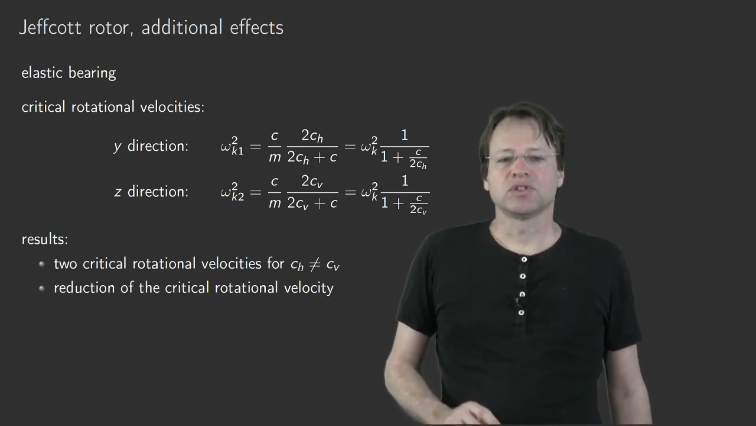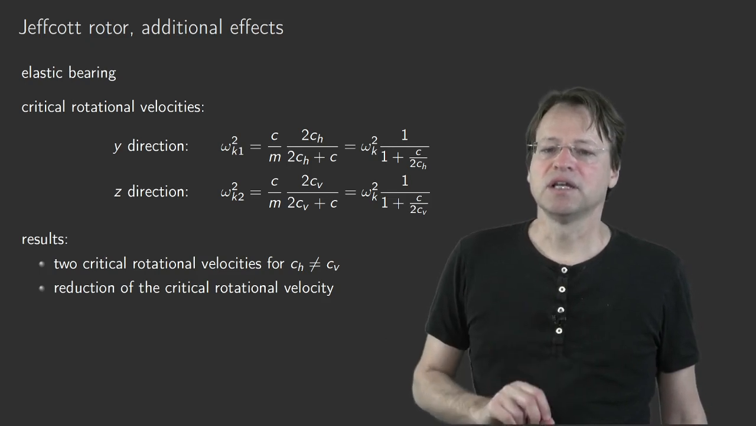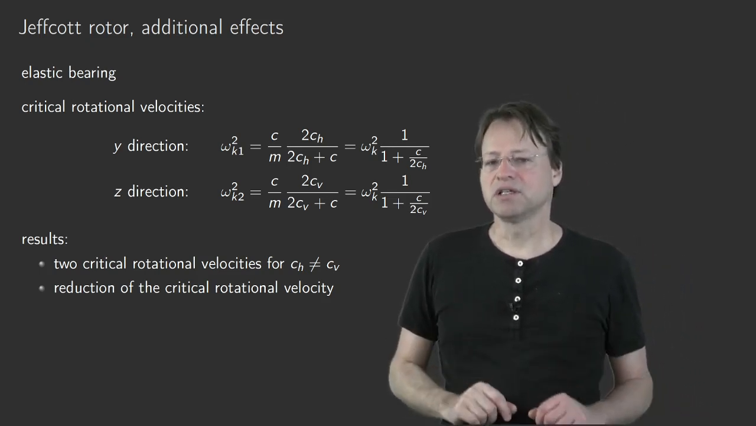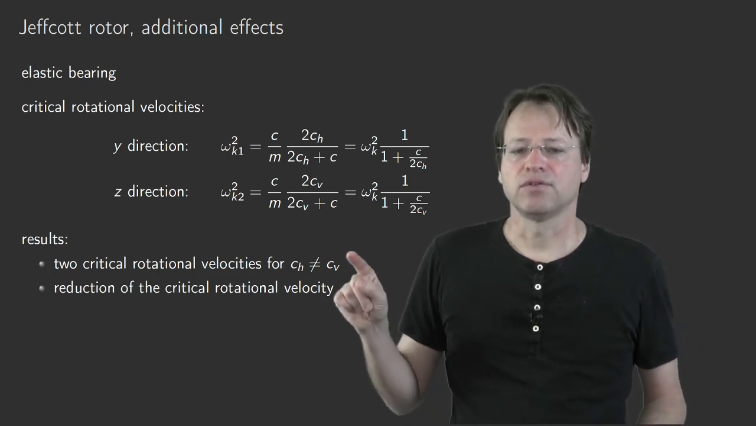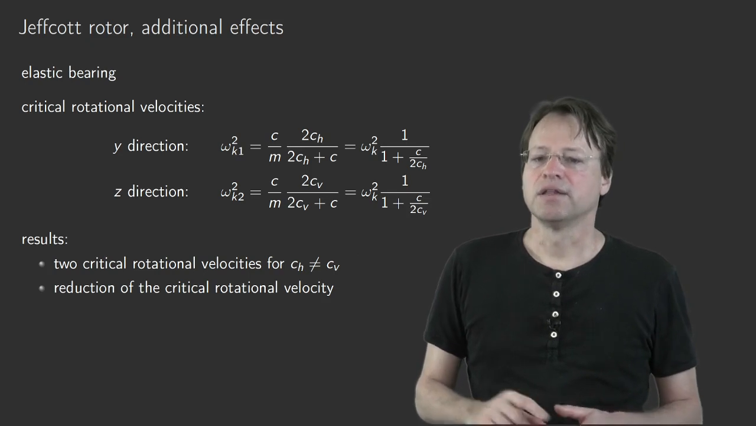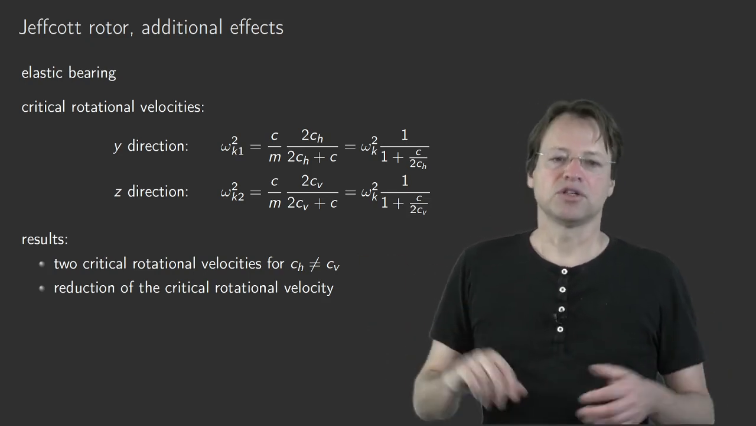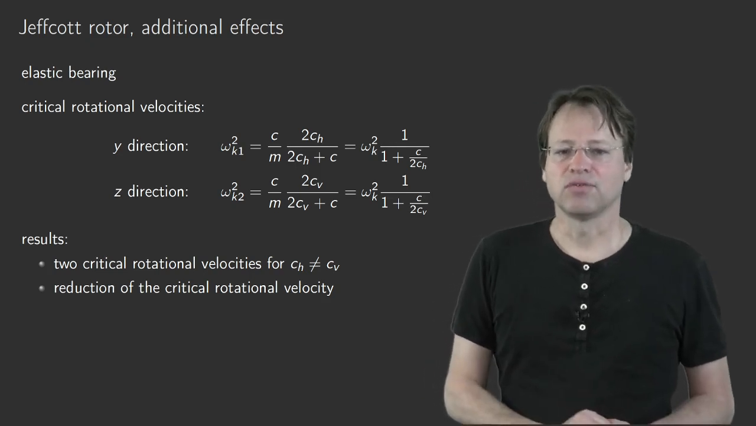If you consider the flexibility of the bearing, then you can see that that flexibility affects the critical speed. It reduces the critical speed. And if you have non-isotropic situations, so non-isotropic stiffness in the bearing, then you will have multiple, namely two critical rotational velocities. This is the end of that video.